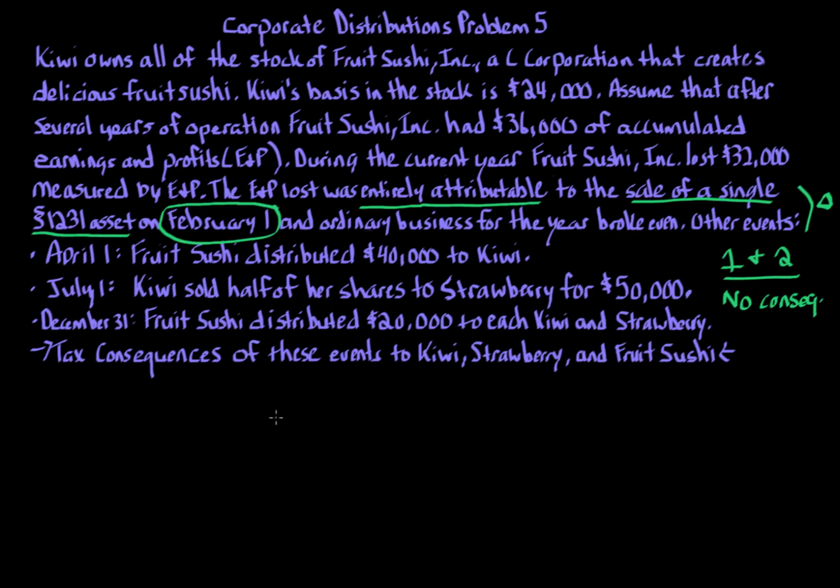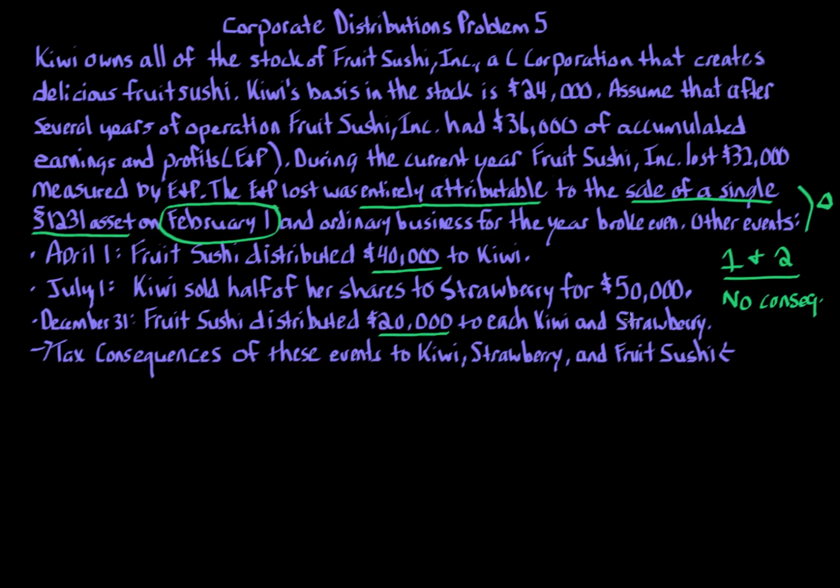Remember, within step 3, the tax consequences of the shareholders, we have 3 sub-steps. First, we need to determine the amount of the distribution, and there's no property here, and no liabilities assumed, so it's simply the amount of cash. $40,000 distribution on April 1st to Kiwi, $20,000 distribution to Kiwi on December 31st, and $20,000 distribution to Strawberry on December 31st. So all cash distributions.